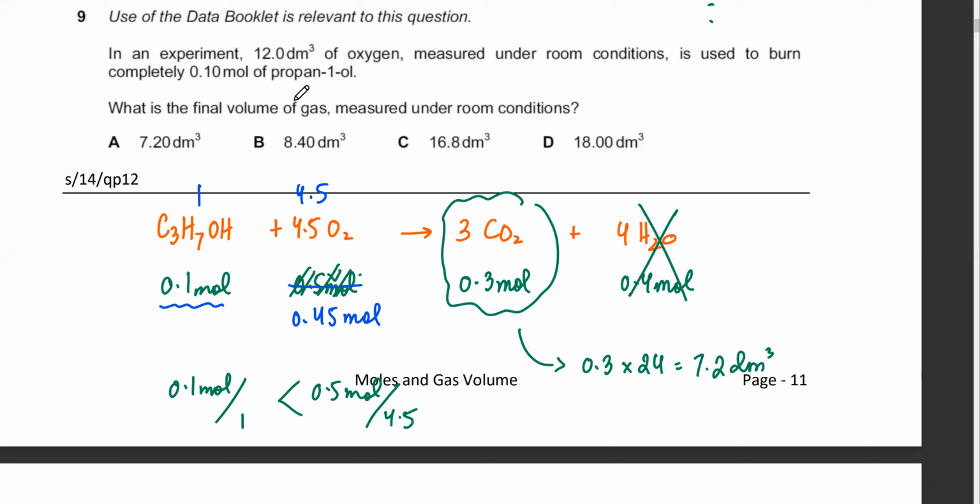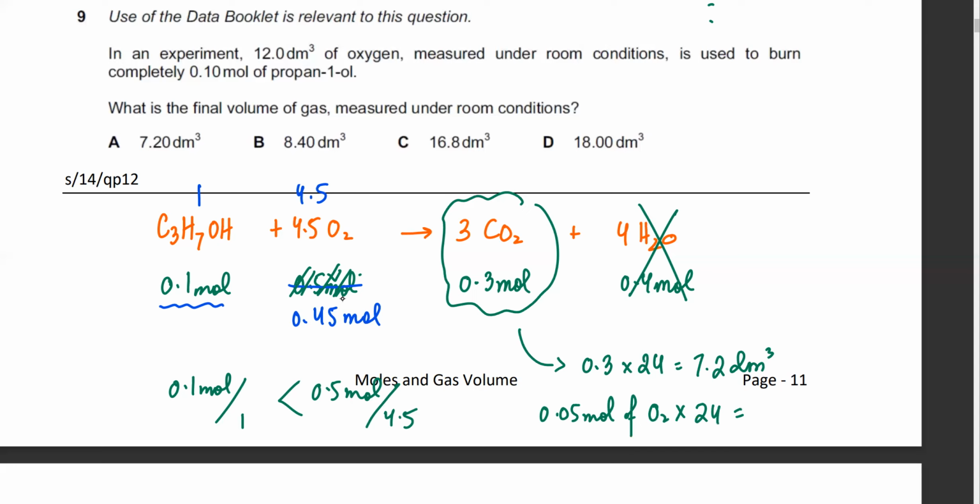But remember, he's not asking about the volume of the products. He's asking just the volume of the gas. So is there some oxygen left over as well? How much oxygen is left over? You added 0.5. 0.45 got used up according to the ratio, 1:4.5. 0.45 did get used up. Piche kya bacha? 0.05. So there is 0.05 moles of leftover oxygen. So usko bhi agar if you multiply it by 24 dm cube, you're going to get what?